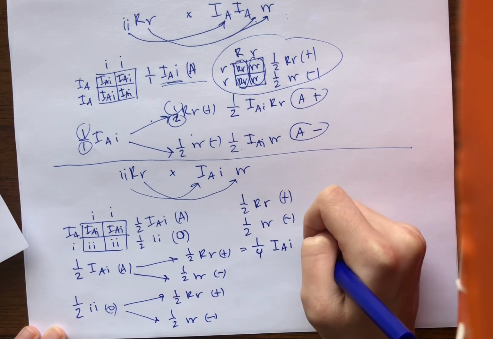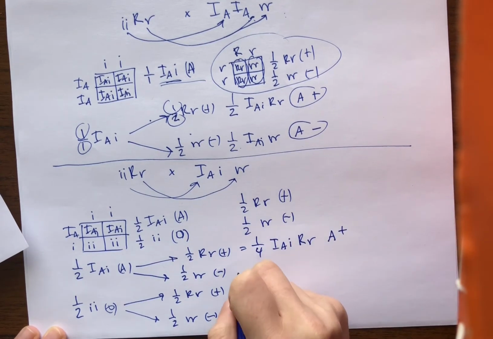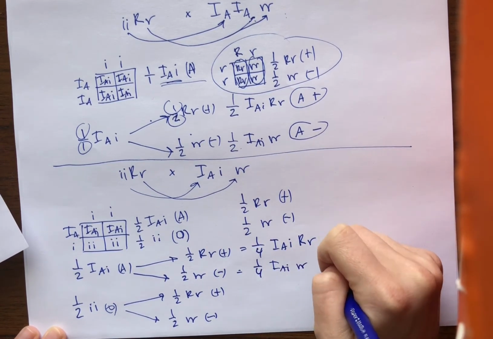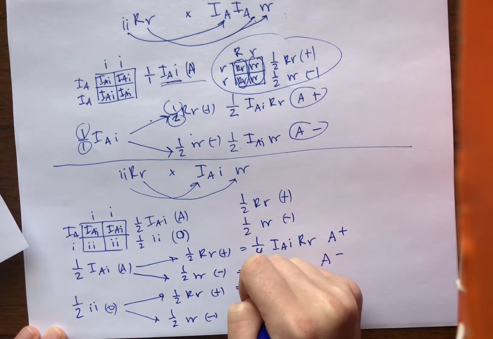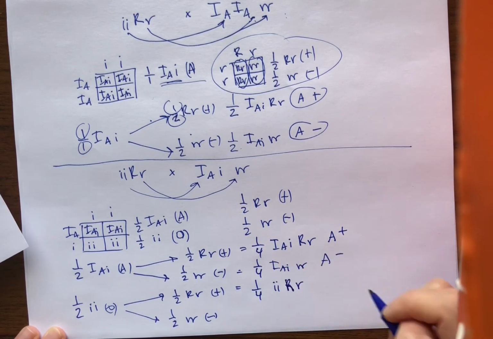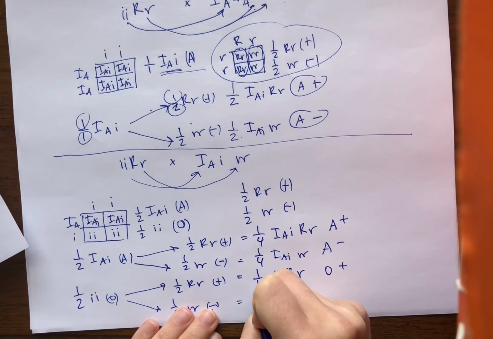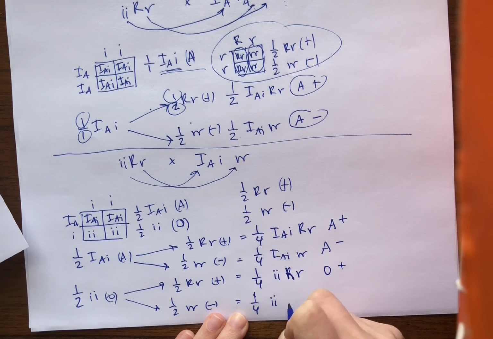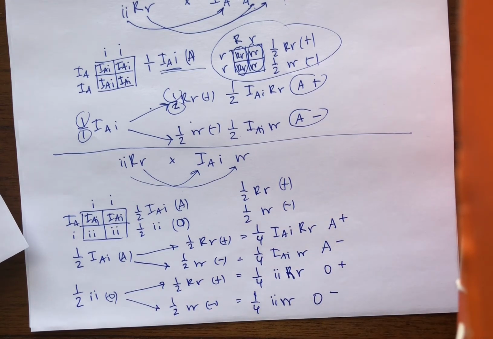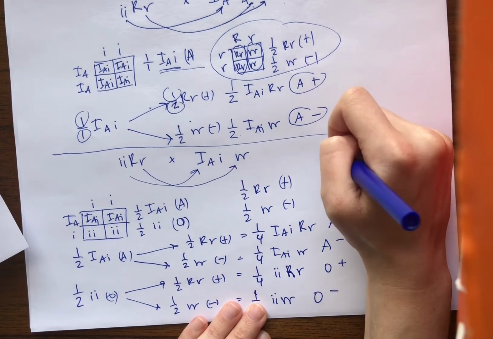Genotype big I^A, little i, big R, small r, which is A positive, 1/4 for A, small r, A minus for that genotype, 1/4 for O and big R, small r, and the O positive, 1/4 small i, small r, we get O negative.